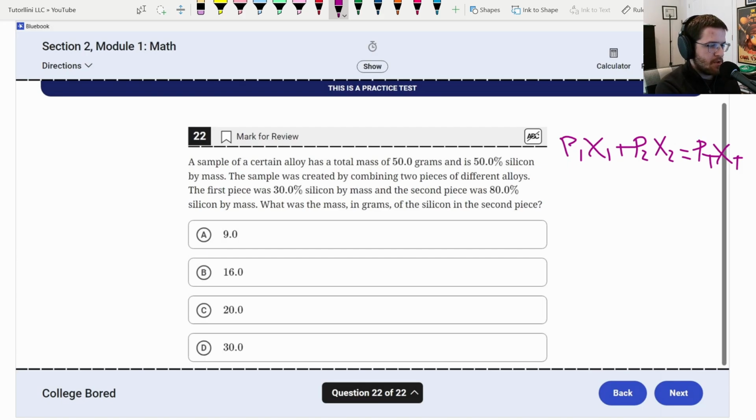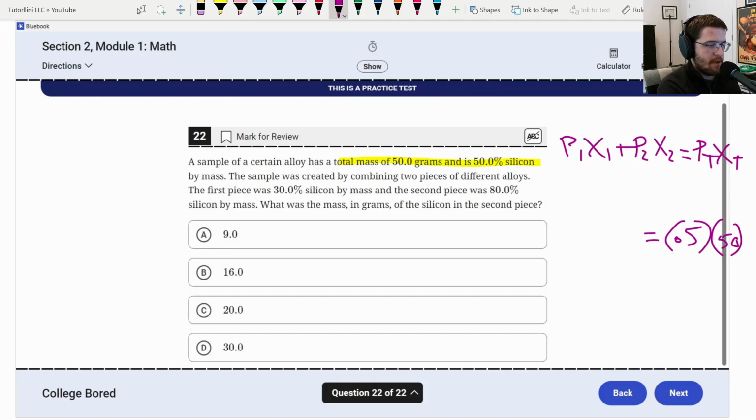All right. So the total mixture is going to be 50 grams, 50% silicon. So we're going to do 50%, so that's 0.5, and a total mass of 50.